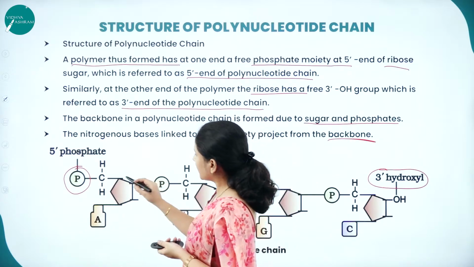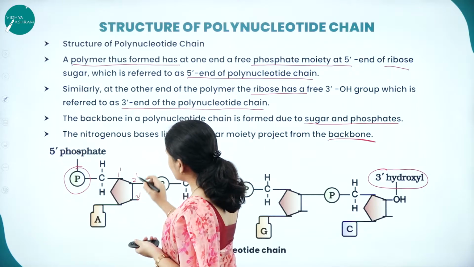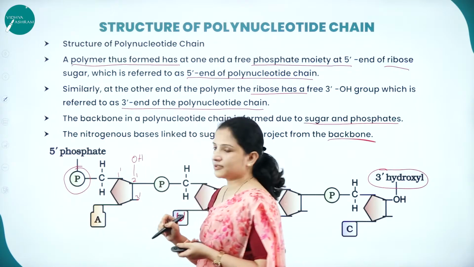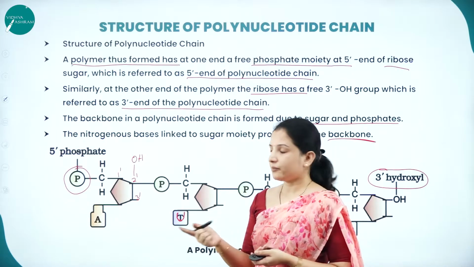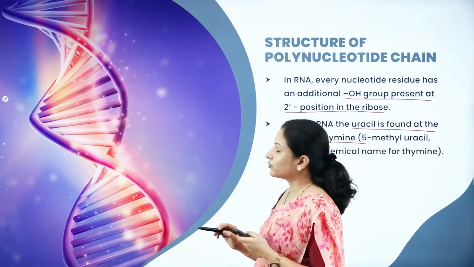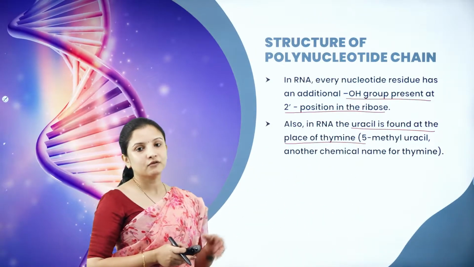Say, for example, we have 1 prime, 2 prime, 3 prime in the sugar. In this particular 2 prime position, one OH group will be present in the case of RNA. But in DNA, this is not there. So that is the only difference between the structure of the polynucleotide chain in the case of RNA and in the case of DNA.